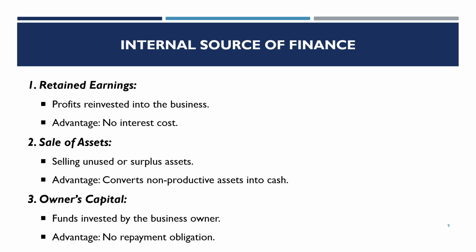Second is sale of assets. Selling unused assets can generate funds without increasing liabilities, and it is suitable when the business has surplus assets. If you have additional assets, you can sell them and reuse the funds for the expansion and running of the business. So this is one kind of internal source of finance.